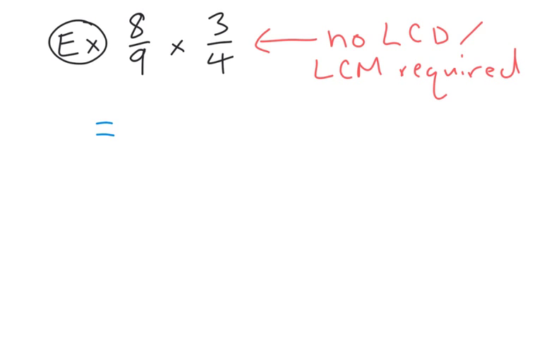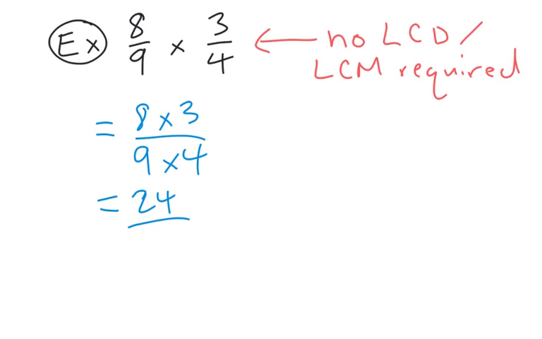All you have to do is multiply the numerators, 8 times 3. And afterwards, all you have to do is multiply the denominators, 9 times 4. Now, you just have to use your multiplication tables here. 8 times 3 is 24, and 9 times 4 is actually 36. At this point, you have to ask yourself, is this fraction in its lowest terms? Is it reduced? So I'm just going to make a little note here on the side.